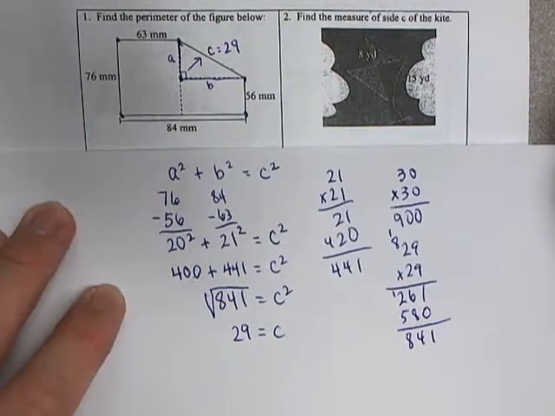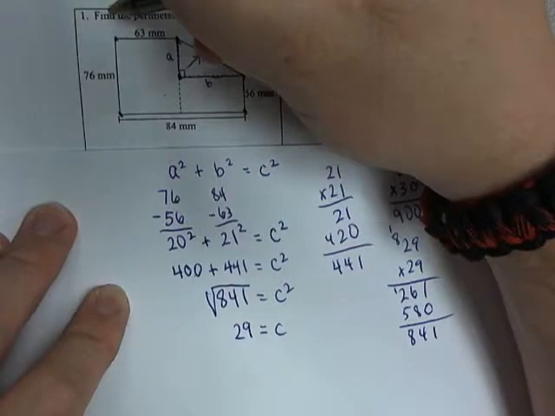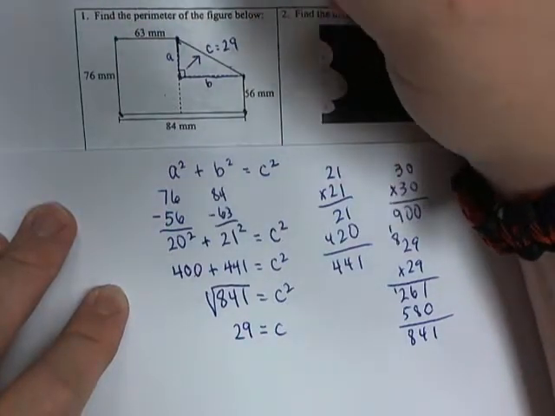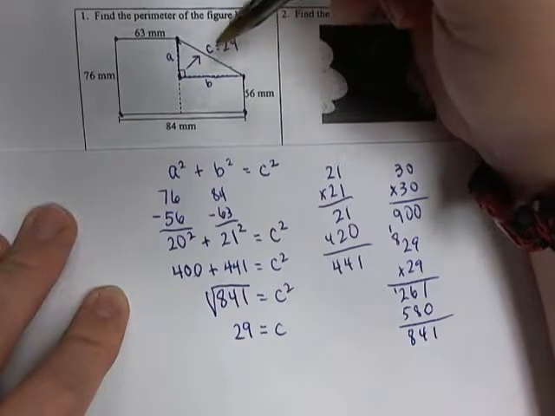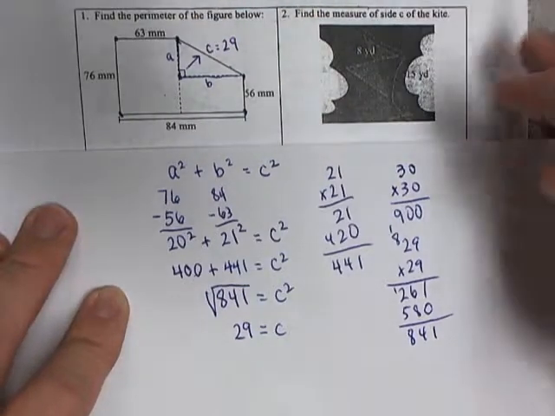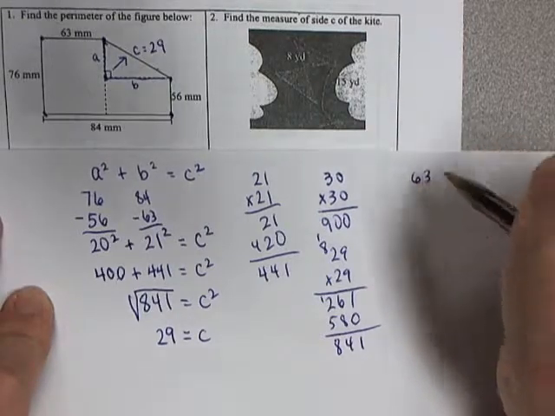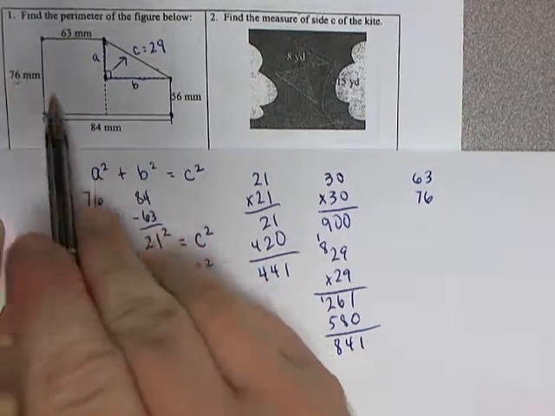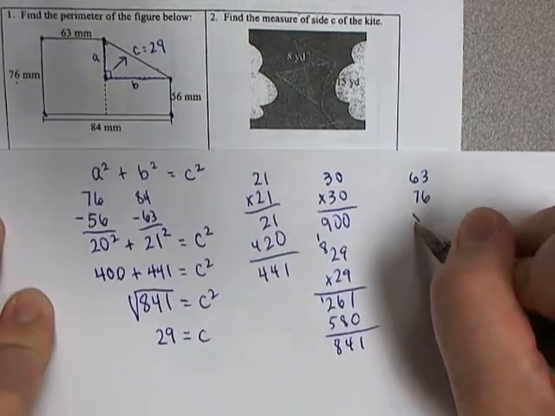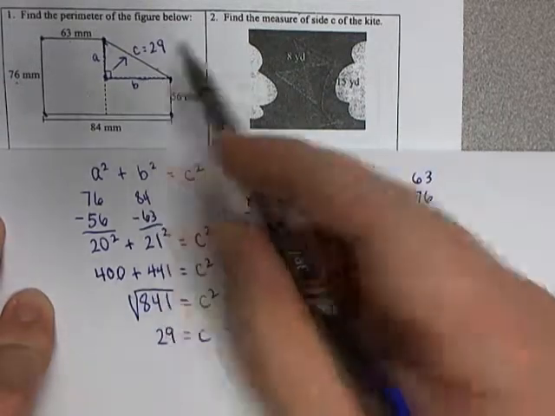But we're not done. The reason we're not done is, let's go back to the original question. It says, find the perimeter. And we know perimeter means to add up the lengths of all the sides of this shape. So we're going to take 63 plus 76, 63 plus 76 plus 84 plus 56 plus 29.